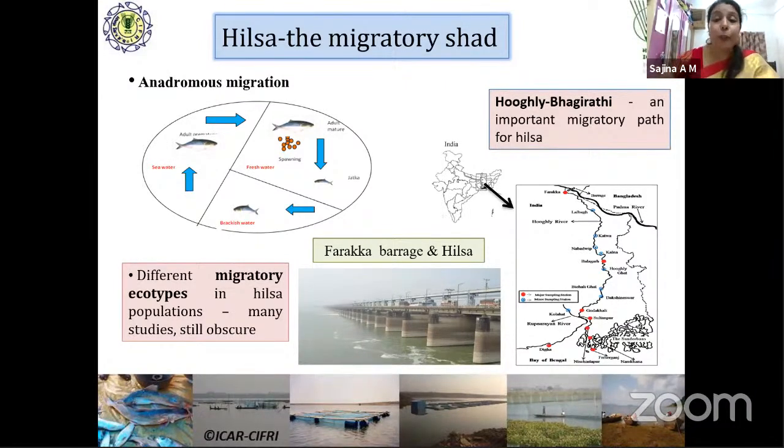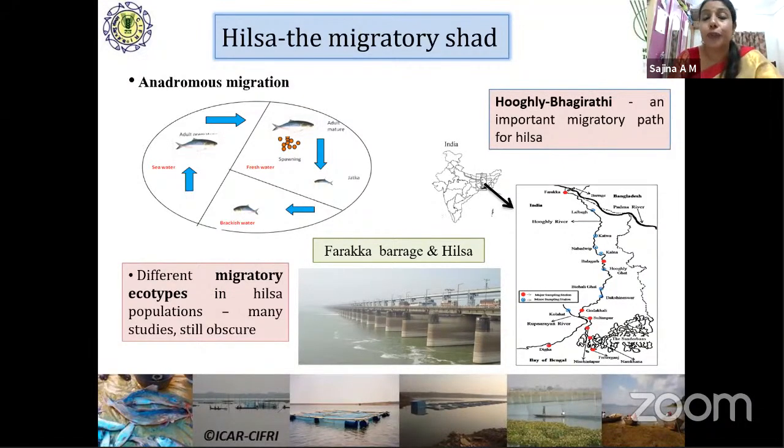Photoperiod, temperature, and the lunar cycle are the few things believed to act as cues for the spawning of this species. Hilsa spawn in the water column. Their eggs are demersal and slightly sticky, and they hatch after around 18 to 19 hours of spawning, and the fertilization is of course external.